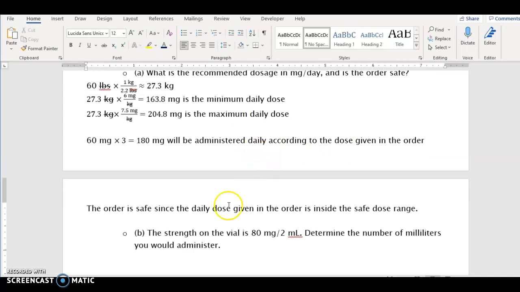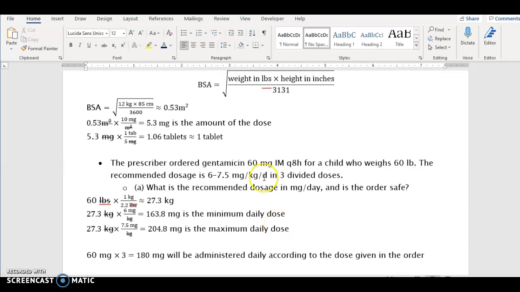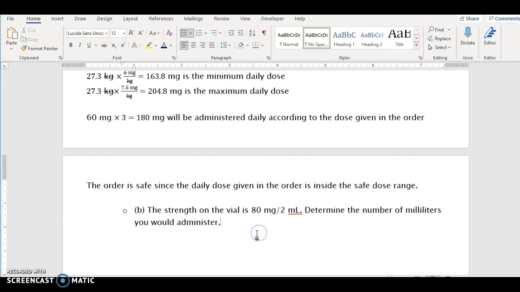We're going to go ahead and go on to part B. Feel free to pause the video if you need to, or to go back in case you missed something. Part B says the strength on the vial is 80 milligrams per 2 milliliters, and it says determine the number of milliliters you would administer. The amount given in the order is 60 milligrams, so we're going to take that 60 milligrams.